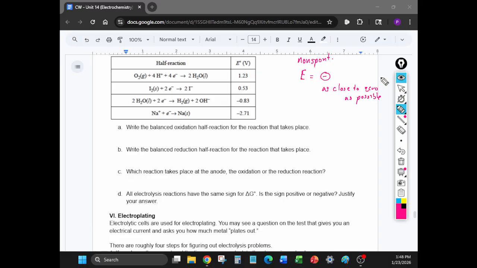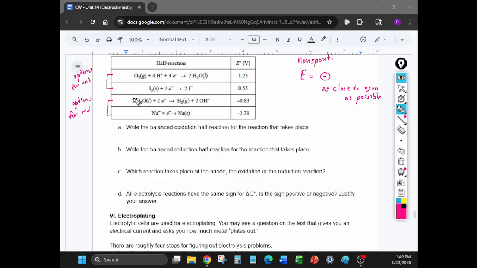All right, so we need to figure out which one first is going to be our reduction, and then we need to figure out which one we're going to flip. Now we're going to pick the reduction one first because we have our values. This is positive, so we can't pick these for reduction. These are going to be our options for oxidation, the ones that we're going to flip. And these two are going to be our options for reduction, because they are both negative. Well, they're both negative, but we want to get as close as possible to 0.